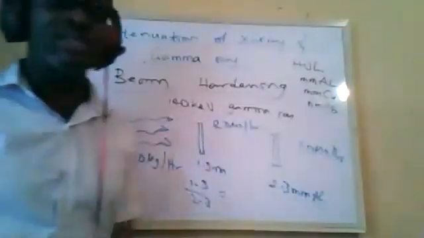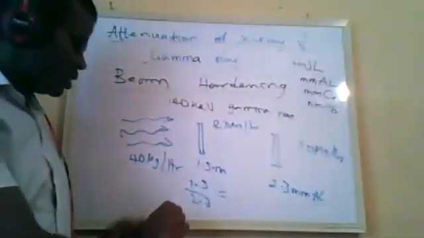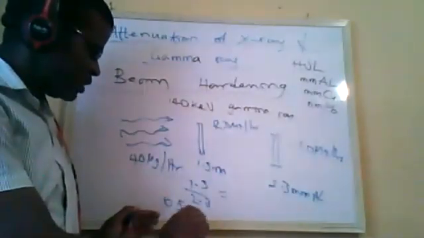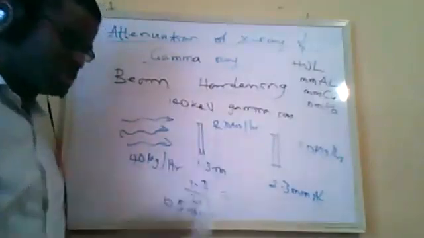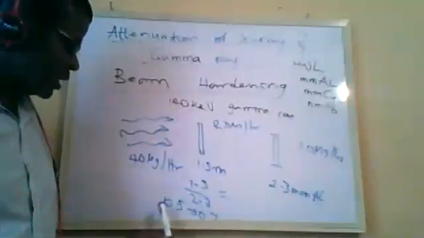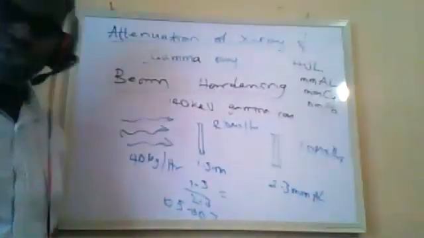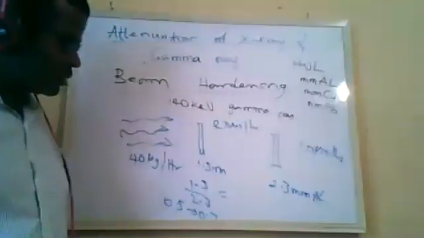Typically, in the diagnostic energy range, the homogeneity coefficient is around 0.5 to 0.7. In mammography, you can have a very high-quality HC of around 0.9. I don't know if I have made sense. Thank you very much, sir. Understood, sir.